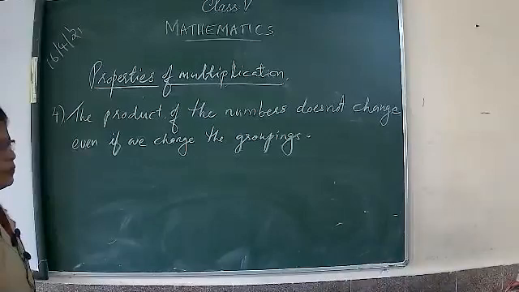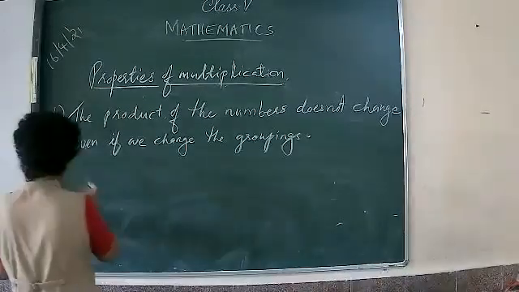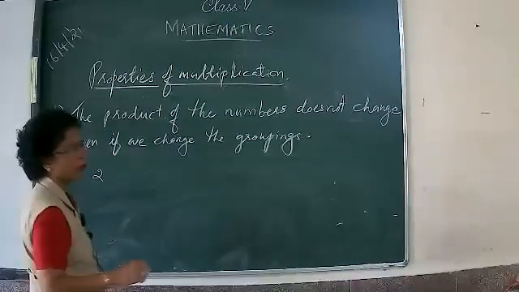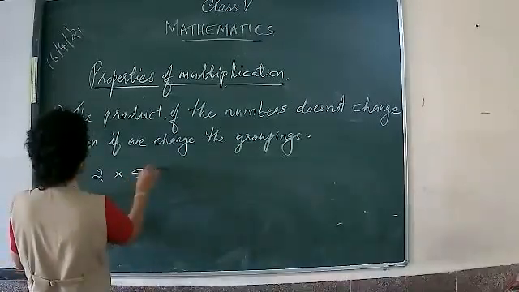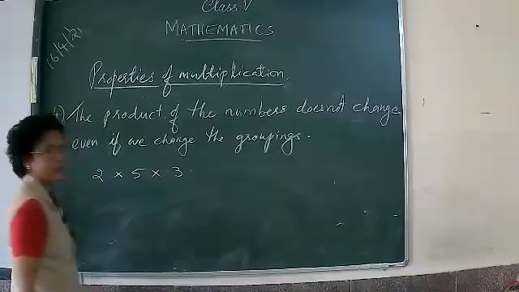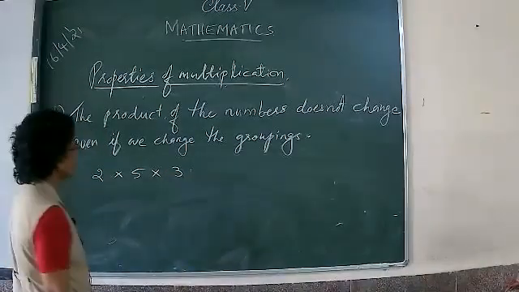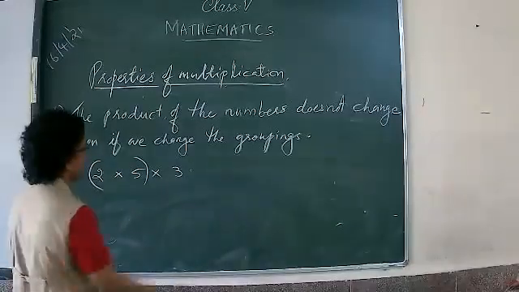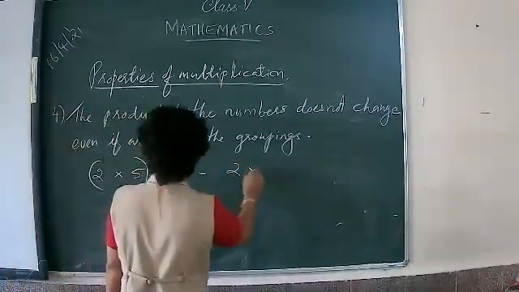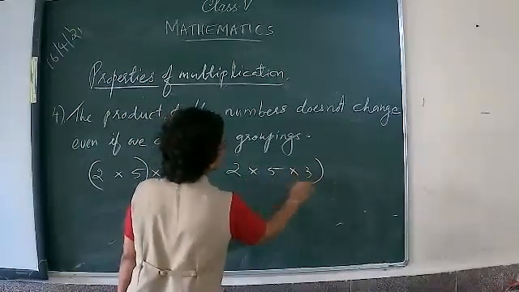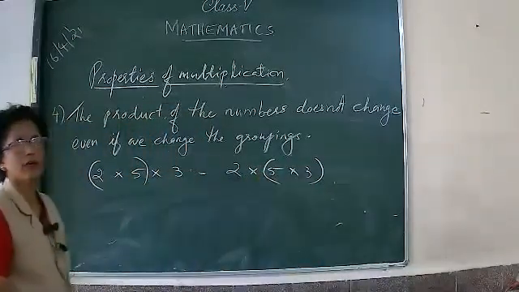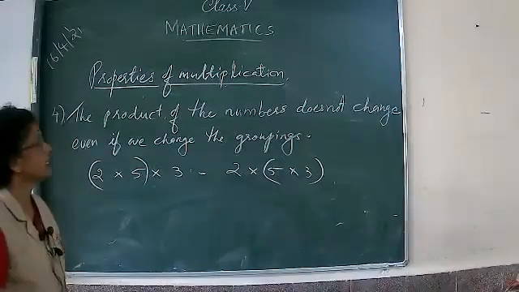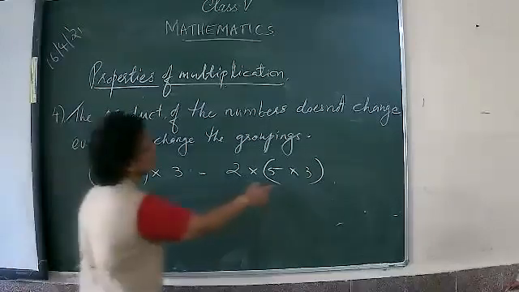So I'll show you through an example what it exactly says. For example, we are taking 2 and 5 and 3. We are going to multiply them. So we'll write like this: 2 into 5 into 3. Isn't it, children? If we take 2 and 5 in a group, or if we take the same numbers and 5 and 3 in a group, both products will remain the same there. There is no change if we change the groupings.